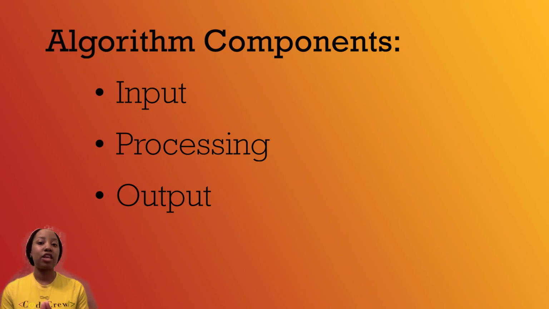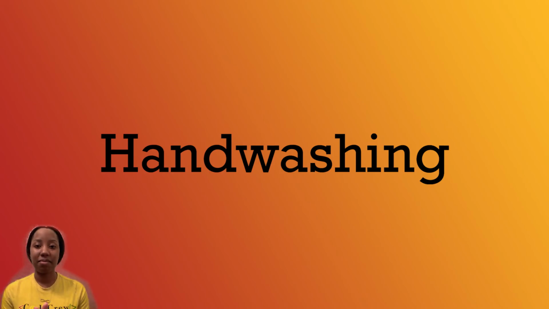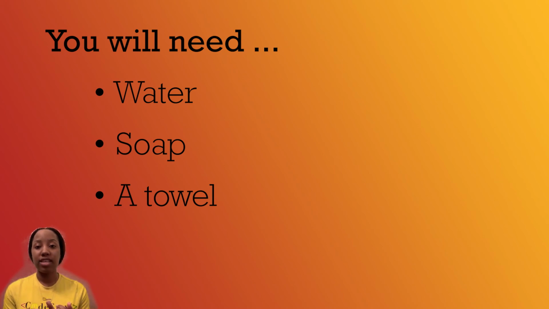An algorithm has three major components: input, process, and output. Input will consist of the materials that you need to complete the task. Process will be the steps that you take to complete the task. And output will be the results of the task that you completed. Today's algorithm is going to be about washing your hands. For this activity, you will need warm running water, soap, and a towel or paper towel, whichever one you prefer.